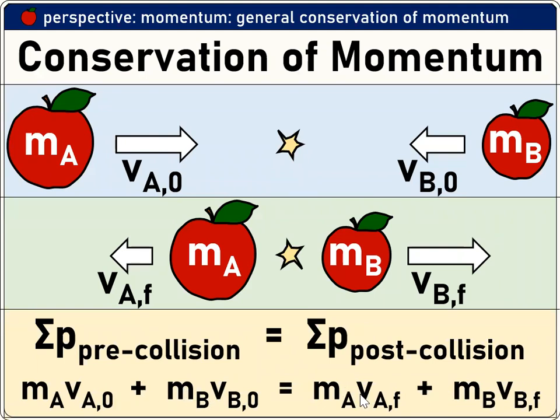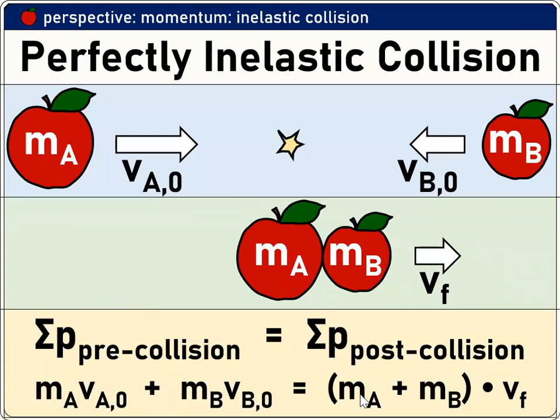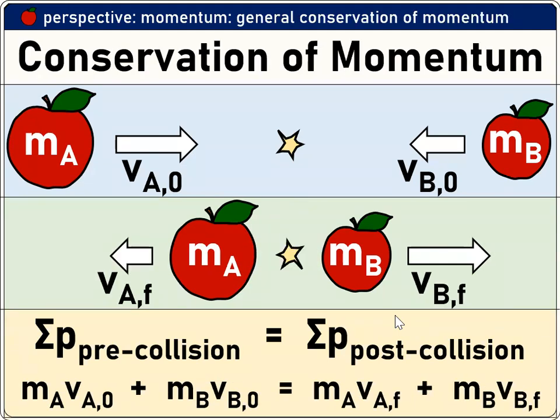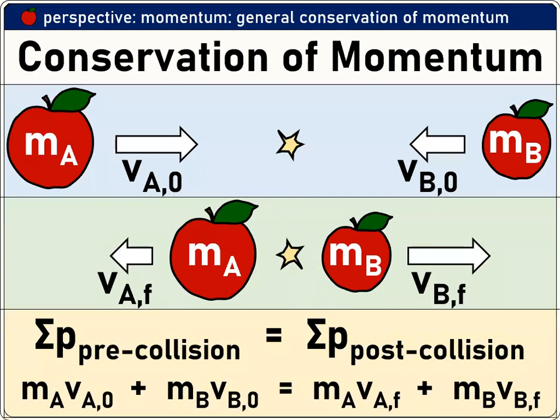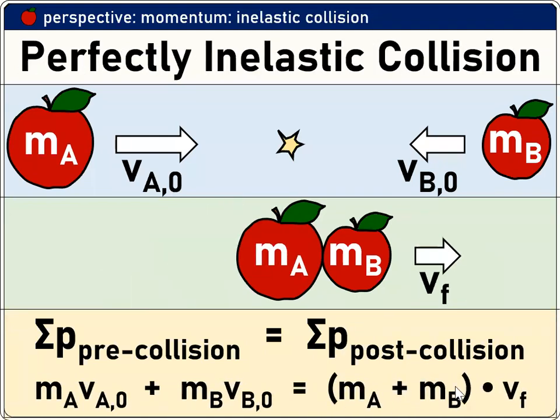Here's a perfectly inelastic collision. Two objects collide and stick. If AP asks you, AP likes to ask these kinds of collisions because the math is pretty straightforward. Let me toggle back and forth. Here's general inelastic, general, perfectly inelastic. You guys see that? Perfectly inelastic, one giant mass, common final velocity.